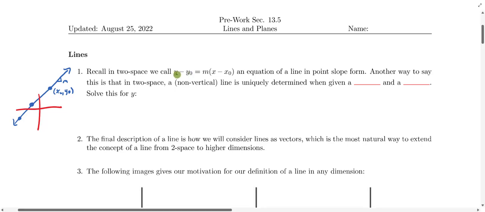So here I've got the point slope form of a line. y minus y naught is equal to m times x minus x naught. Another way of thinking about this is in 2 space, once I assign a point, x naught, y naught, and once I assign a direction, I've uniquely determined that line. There's no other line that will pass through that point with that particular slope. So a line is uniquely determined given a point and a slope.